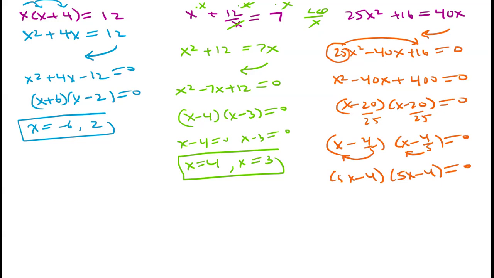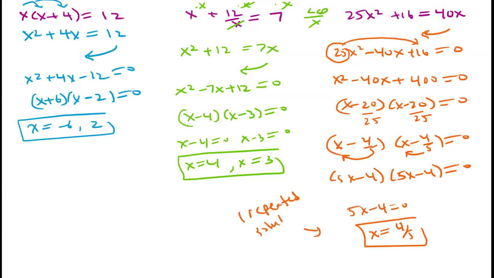Now, since they're both the same factors, we just need to do one of them. We don't have to do both. So x gives us 4/5. And this is what they mean by a repeated solution, because you get the same factor twice. So that's what they mean by one repeated solution, if you see that in the book.